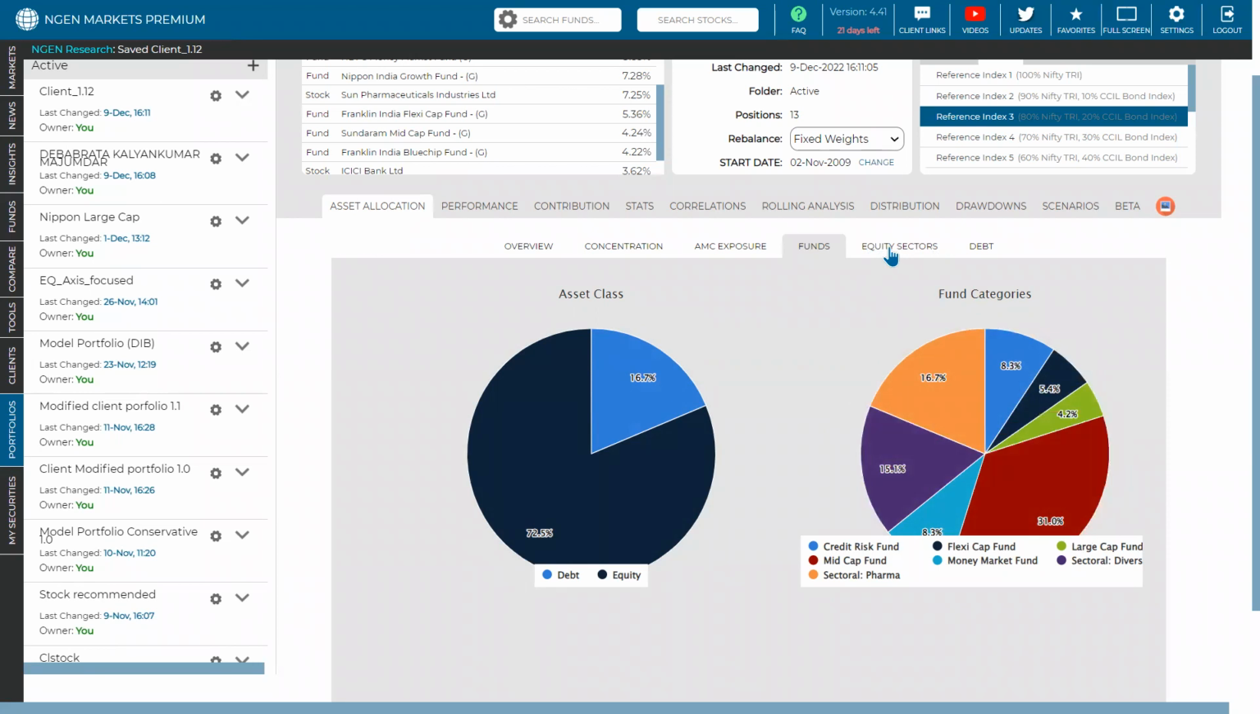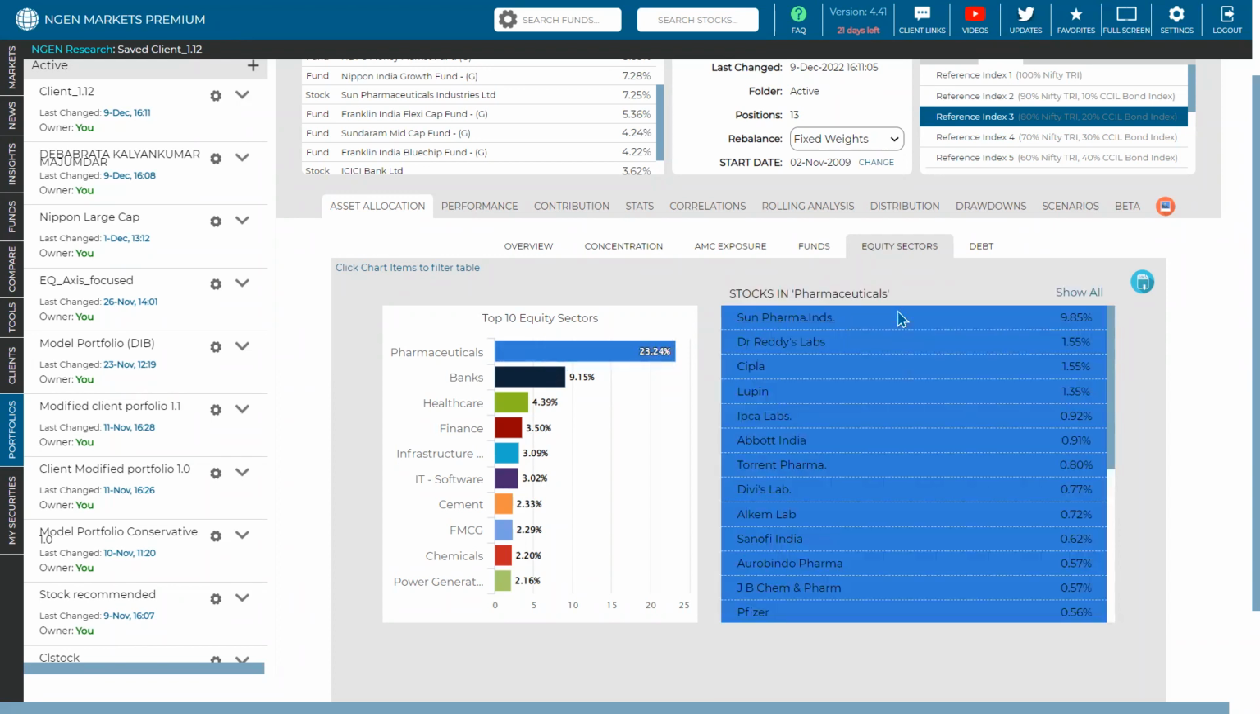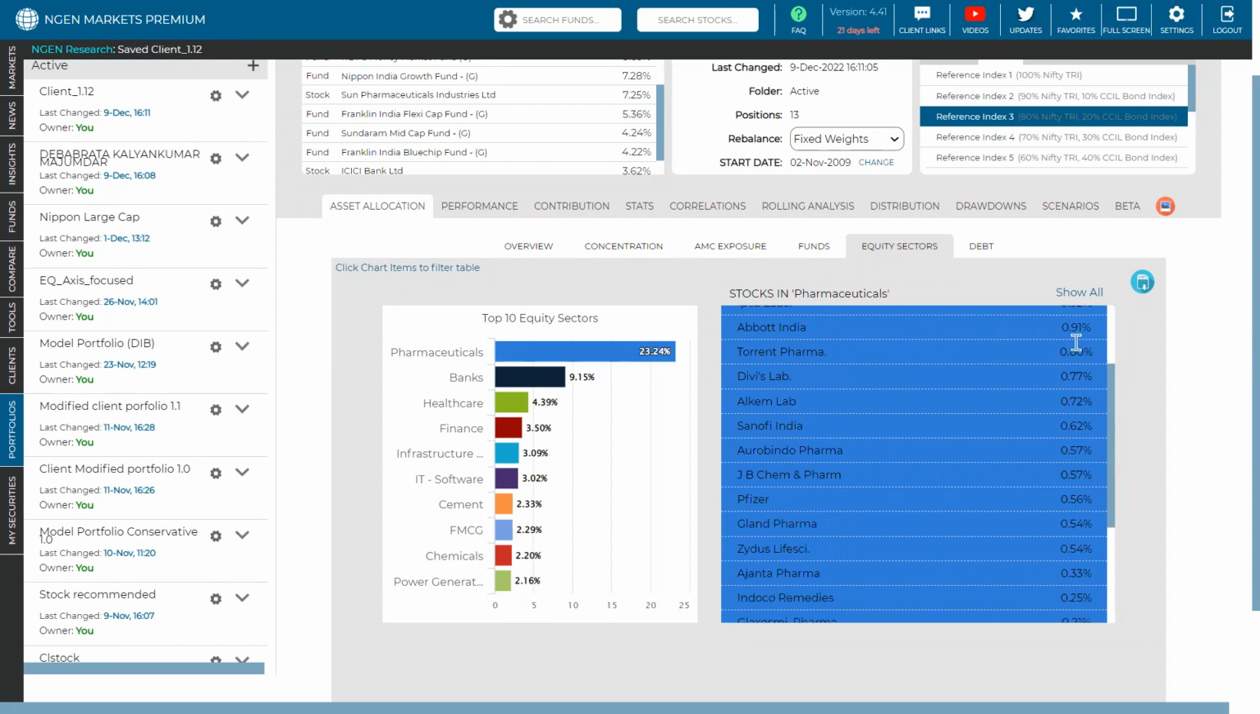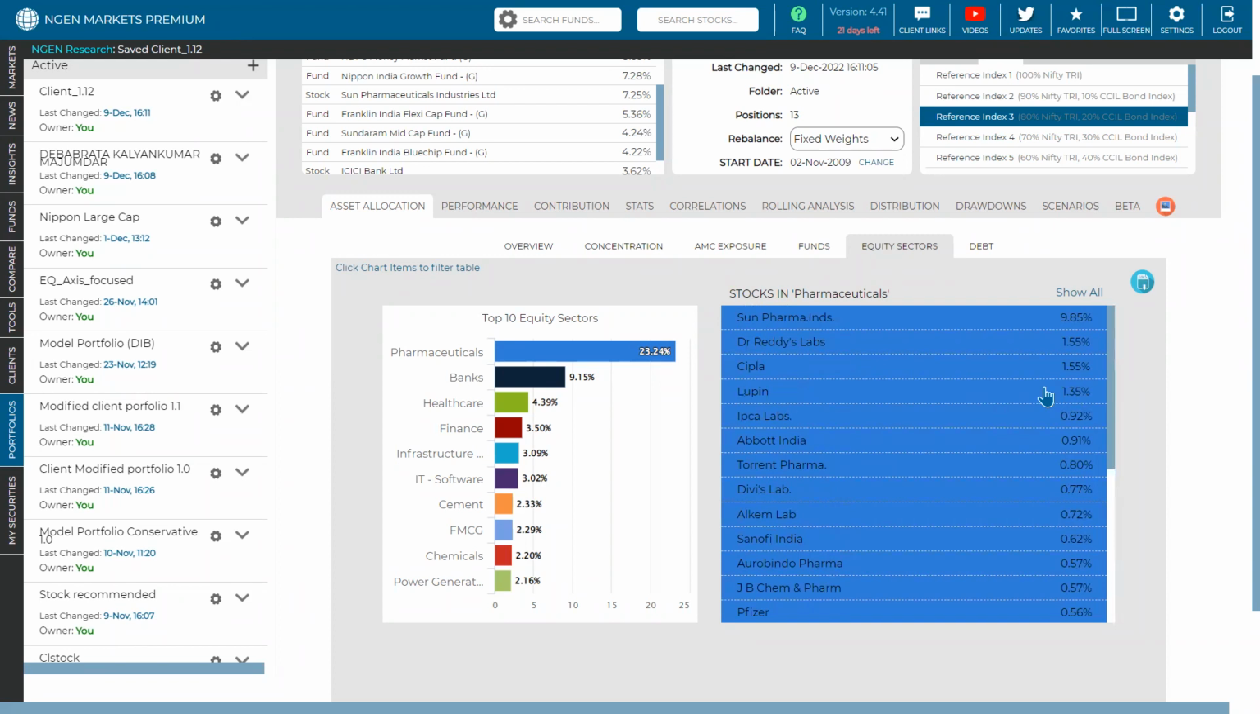We have these two more which help us to understand the equity sectors of the entire portfolio. So for an example, as you see, there's too much exposure and concentration towards pharmaceuticals. So to actually view which stocks I am holding in pharmaceuticals, you can just click on it. You can see, yes, Sun Pharmaceuticals, a direct exposure, and also you can see some other stocks in pharmaceuticals like Cipla, Lupin, Dr. Reddy's, Torrent Pharma. So all these are here in the system.